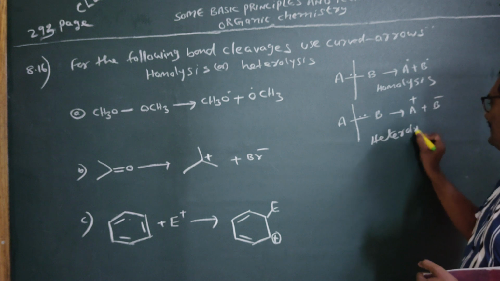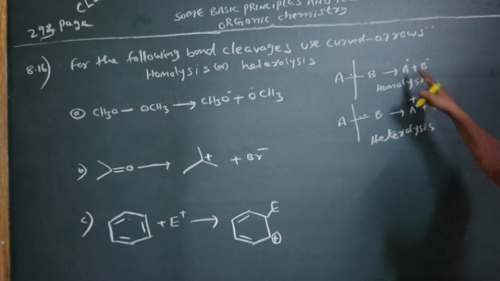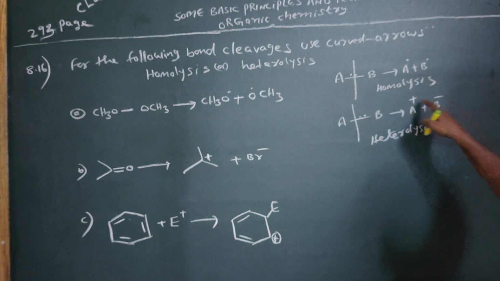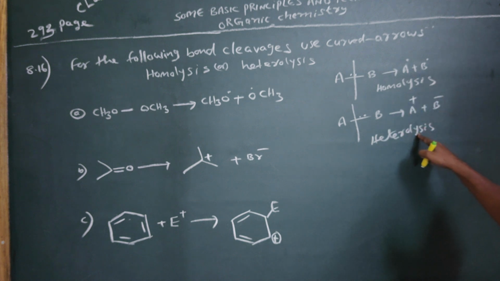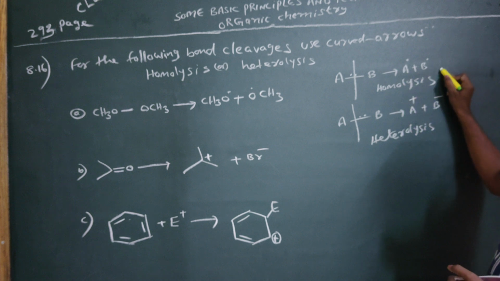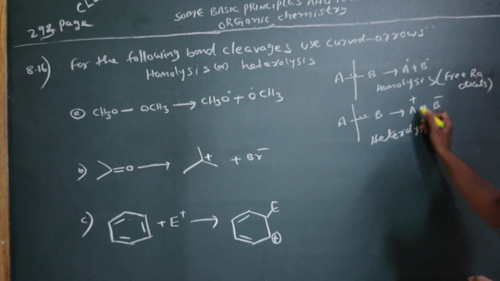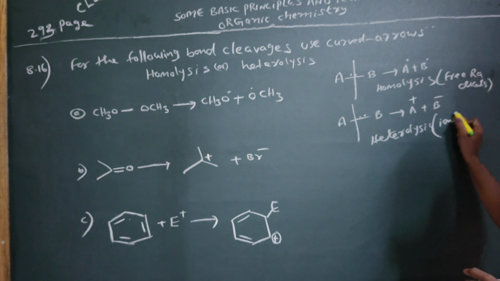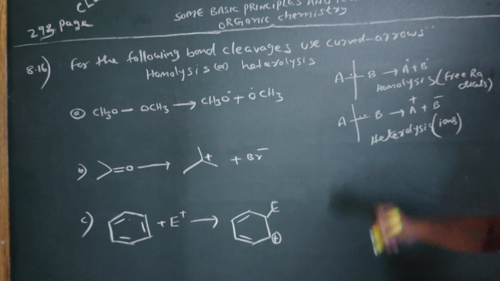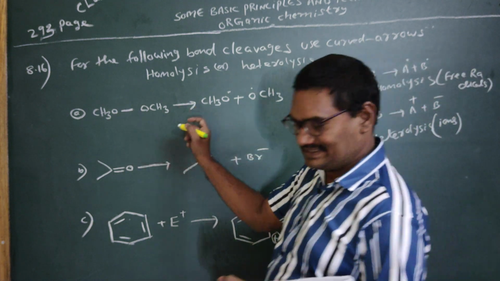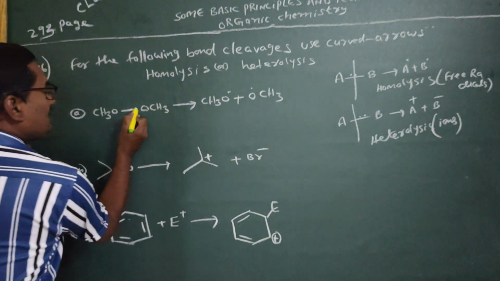In homolysis, free radicals are formed. In heterolysis, ions are formed, cation and anion. So here, see, CH3O-OCH3, the bond means 2 electrons.